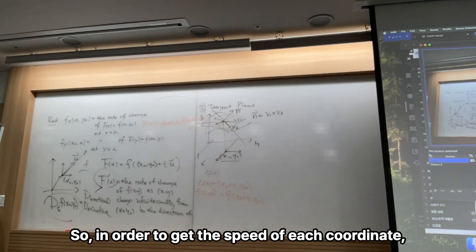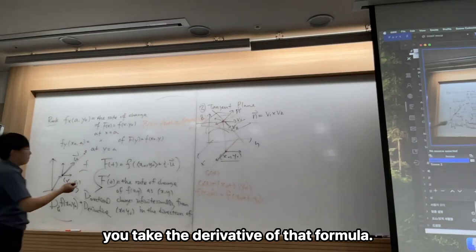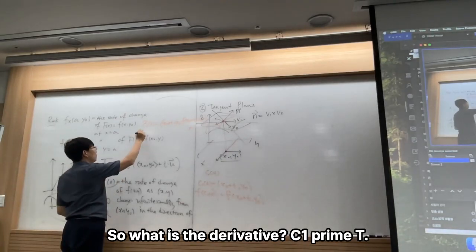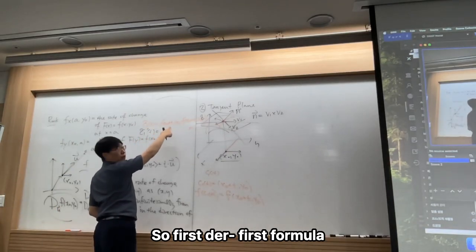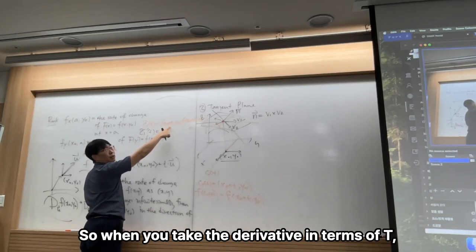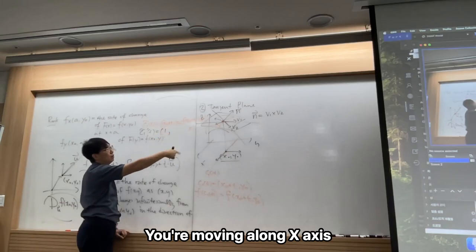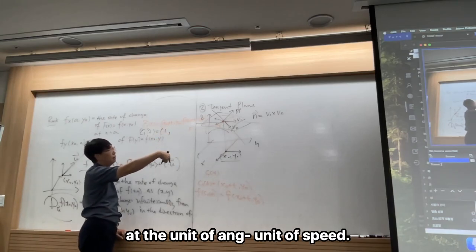So in order to get the speed of each coordinate, you take the derivative of that formula. So what is the derivative? C1 prime of t. The first formula is just a function of t, right? So when you take the derivative in terms of t, you get 1. You're moving along the x-axis at unit speed.